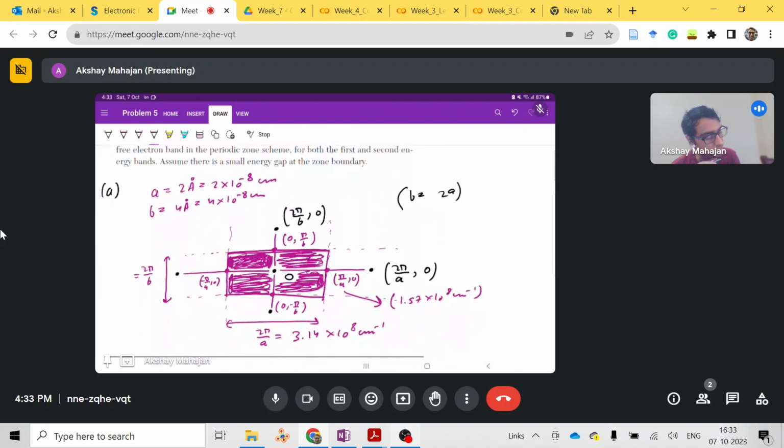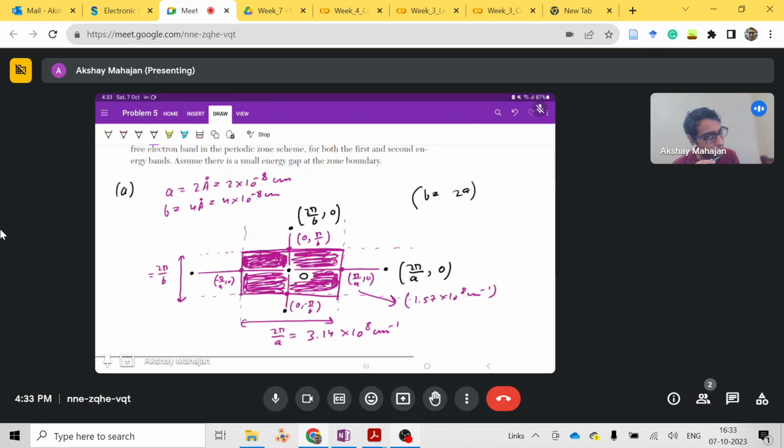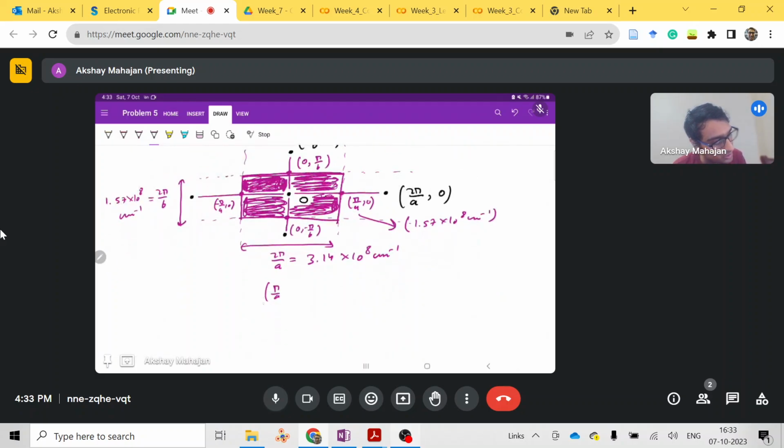So dimensions will be, I guess, the lengths of both of them, which will be 2 pi by a and 2 pi by b, and 2 pi by b will be just half of that. So it will be 2 times pi divided by b, where b is 4 angstrom, so this will be 1.57 into 10 to the power 8 centimeter inverse. Okay, so these are our dimensions.